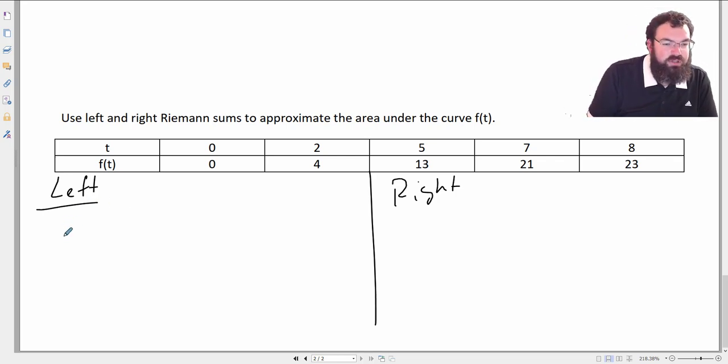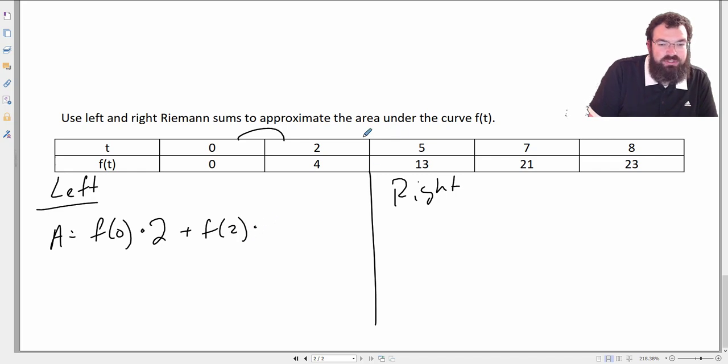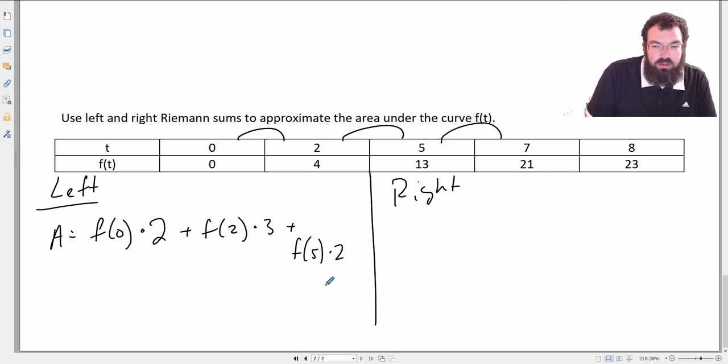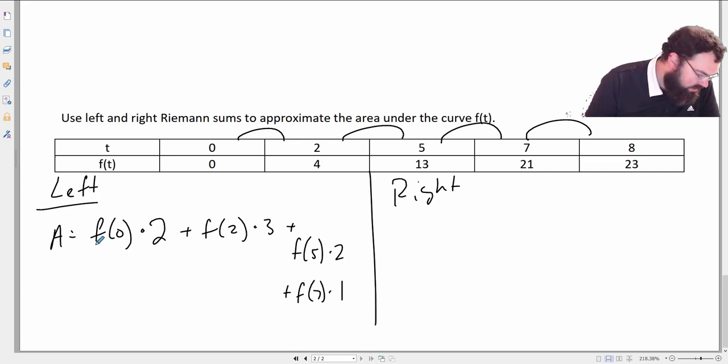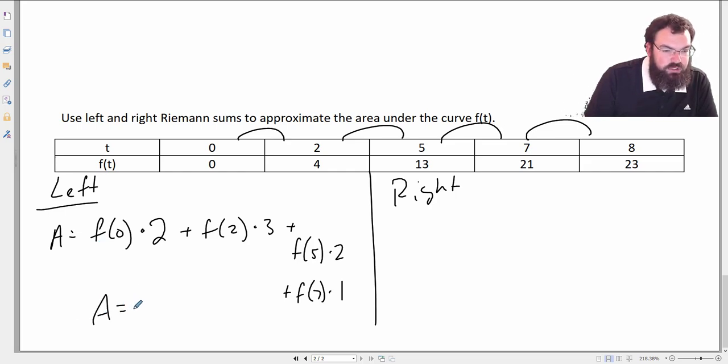So because I'm going from the left, I'm saying that the area is going to be equal to f of 0 times the width of the rectangle, which is 2, right? Because 0 to there is 2, plus f of 2 times, then from here to here is 3, plus f of 5 times from here to here is 2, and then plus f of 7 times, and then from here to here is 1, right? So that's kind of what I'm doing there. So that's 4 rectangles that I want to make, and that's going to be about 59.